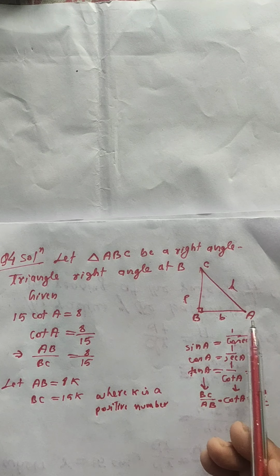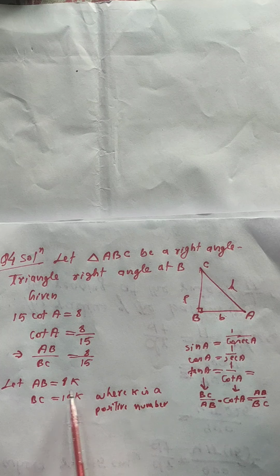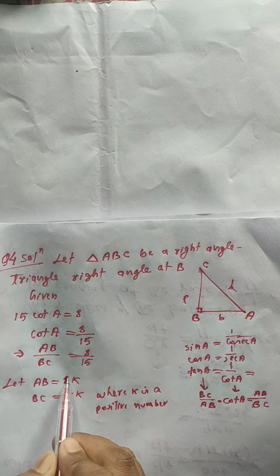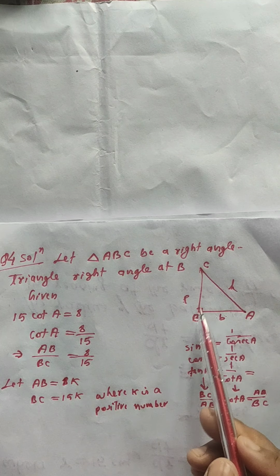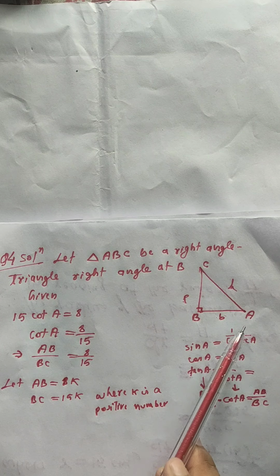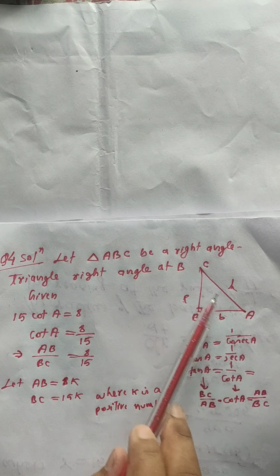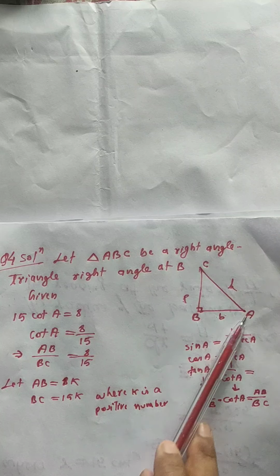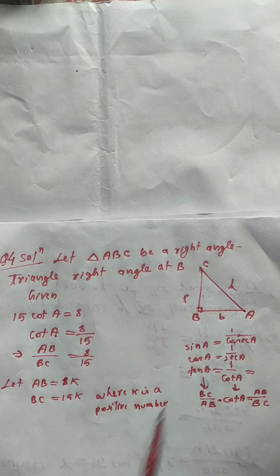Now AB, we know the value of AB, it is how much? 8K. BC, this one BC, it is how much? 15K. We don't know the value of AC. We have to find out the value of AC by applying Pythagoras theorem in this triangle.